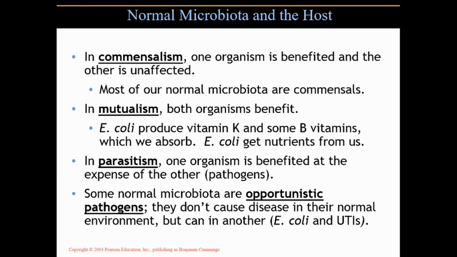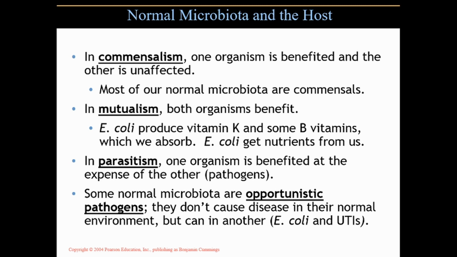Mutualism, everybody wins. Both organisms benefit. So, for example, E. coli produce vitamin K and some B vitamins, which we absorb in our large intestine, and then they get nutrients from us. So they are producing something that we directly obtain and benefit from, and then we provide them something that they directly benefit from as well. So this is mutualism. This is a two-way win-win situation.